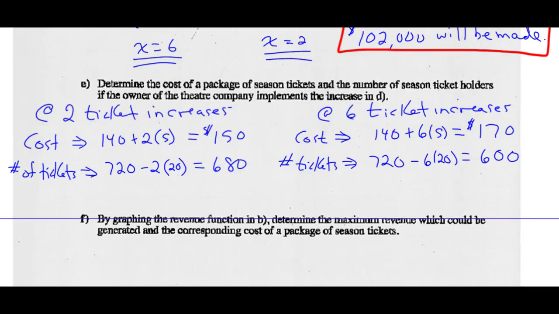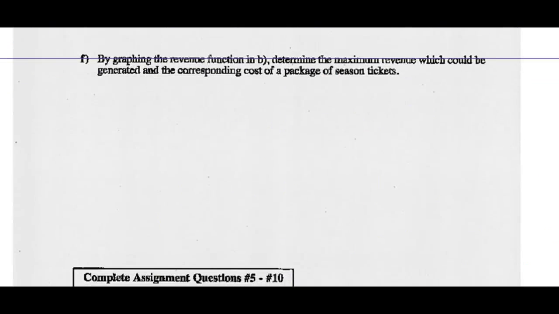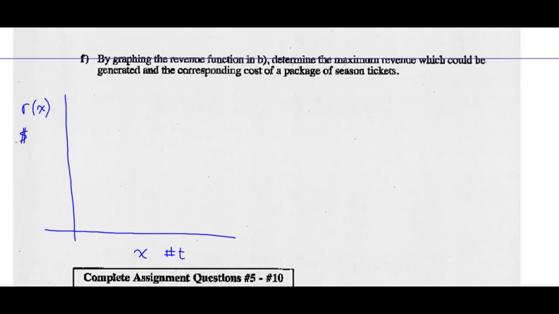F, by graphing the revenue function in B, determine the maximum revenue which could be generated and the corresponding cost of a package of season tickets. All right. So by graphing it, here we have our revenue in terms of X. Here we've got X, the number of tickets. All right, this is in dollars. X is number of season ticket holders. We're going to want to graph this equation.